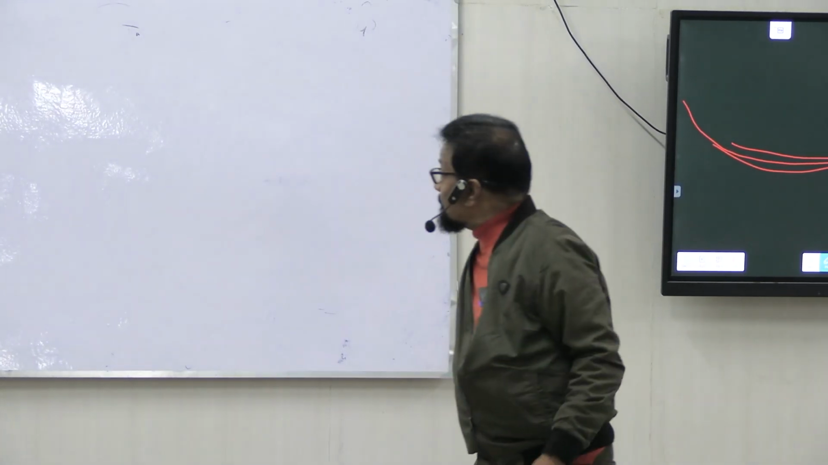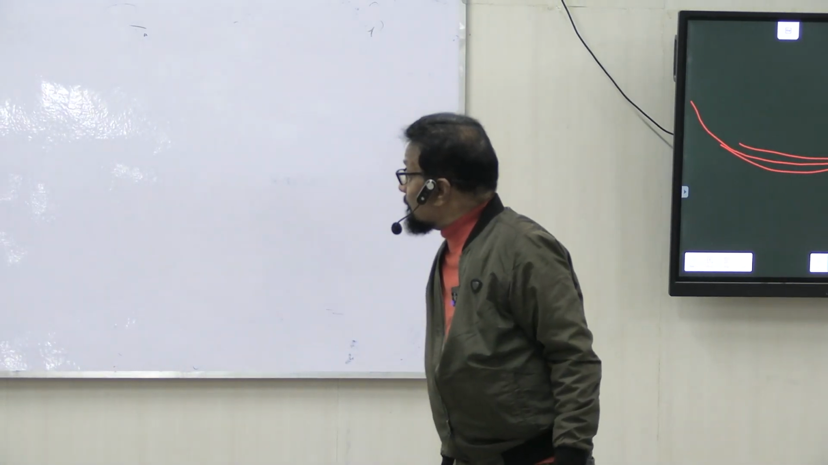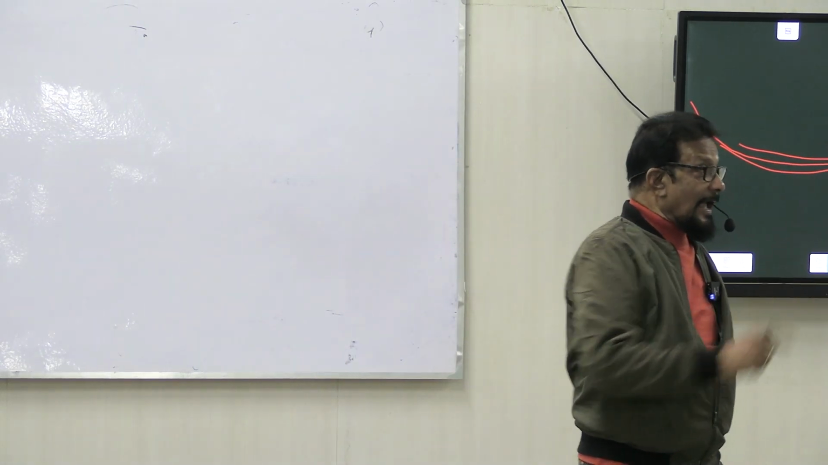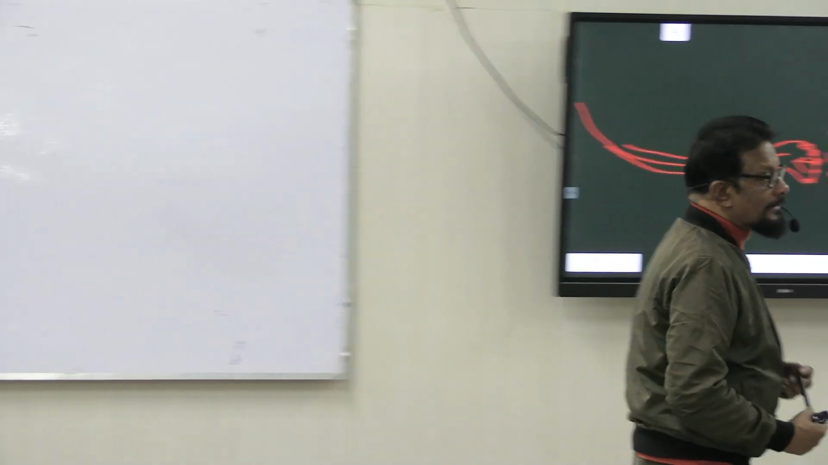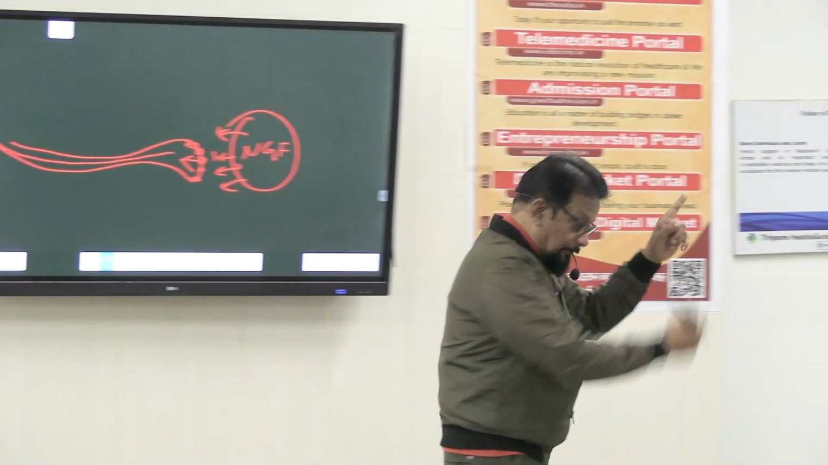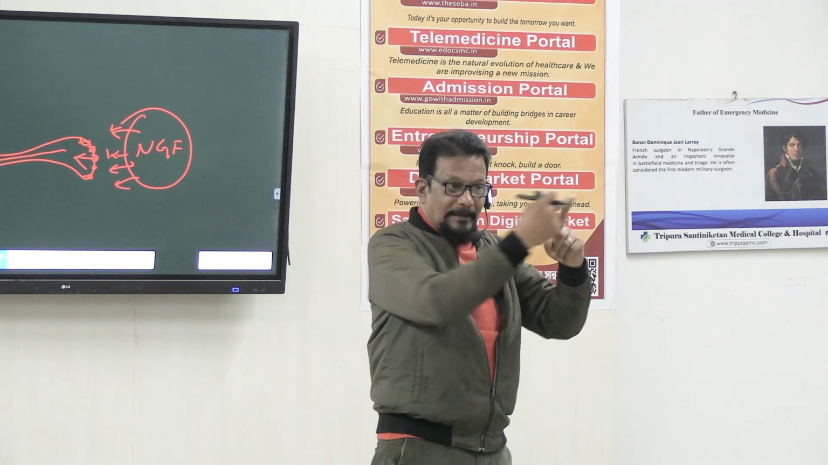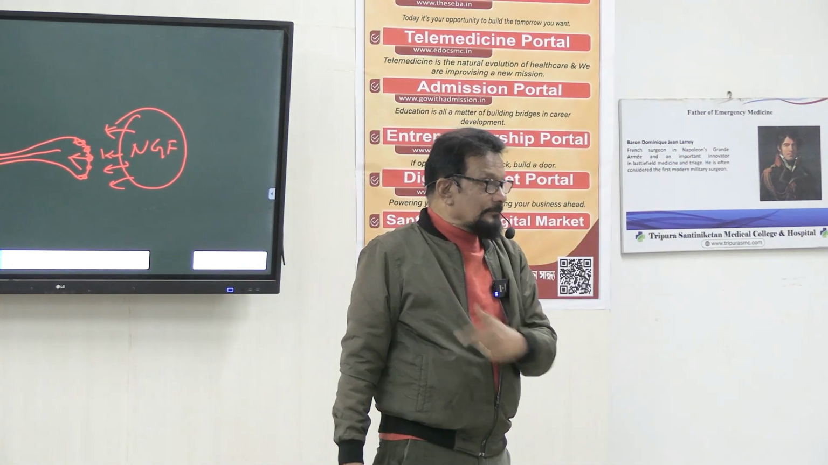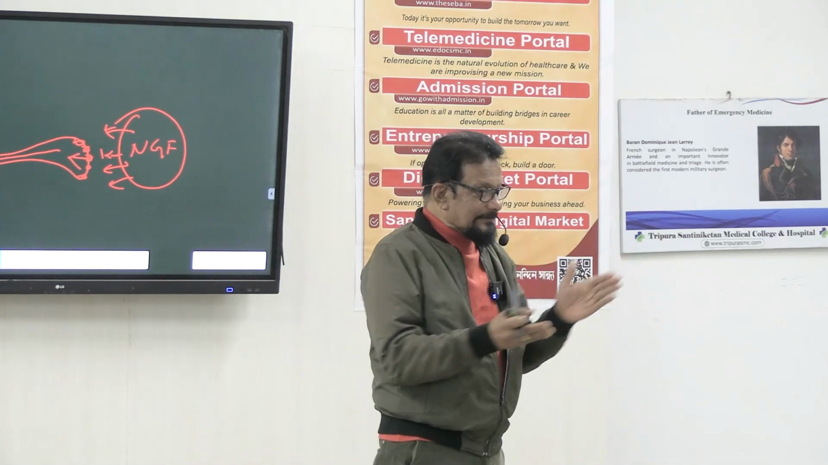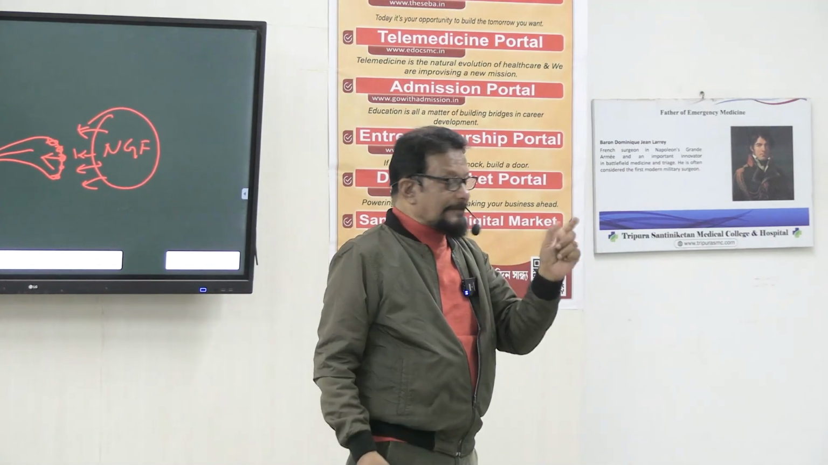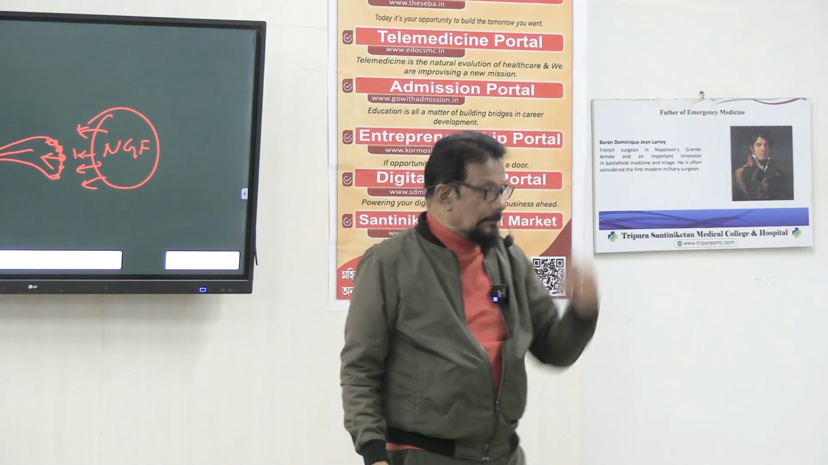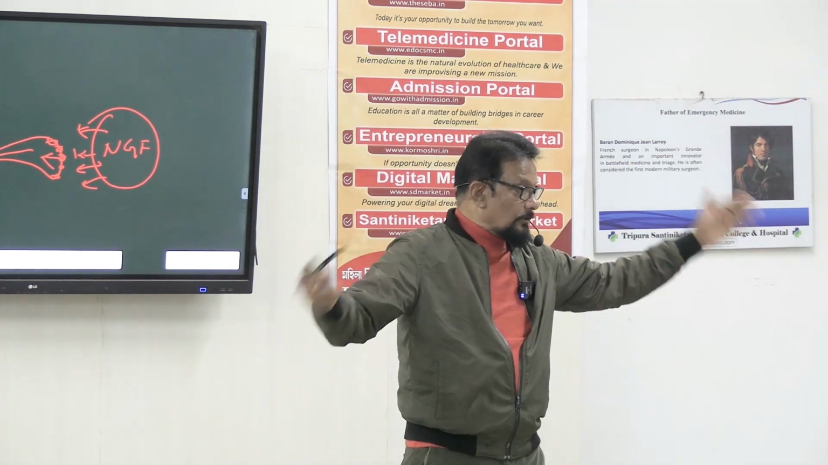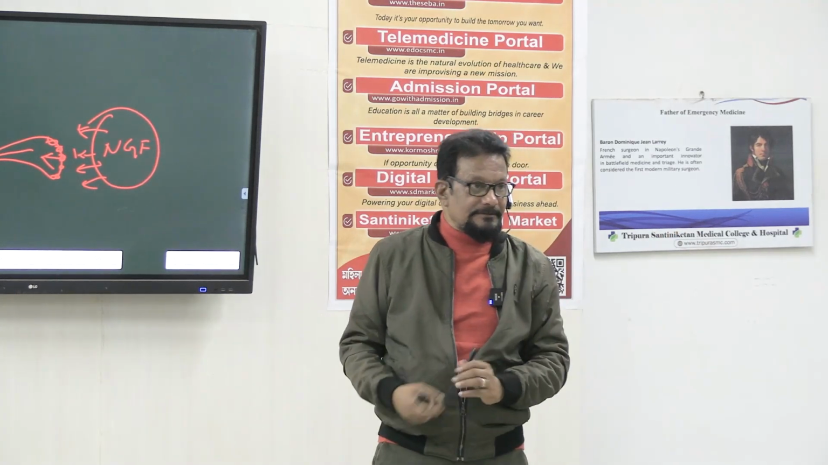So we have classified the nerves in different ways. Another type is Golgi type 1 and Golgi type 2, depending on the length of the nerve fiber. If the length is more, these are type 1. If the length is short, these are type 2 Golgi. Golgi type 1, length is more. Golgi type 2, length is less.